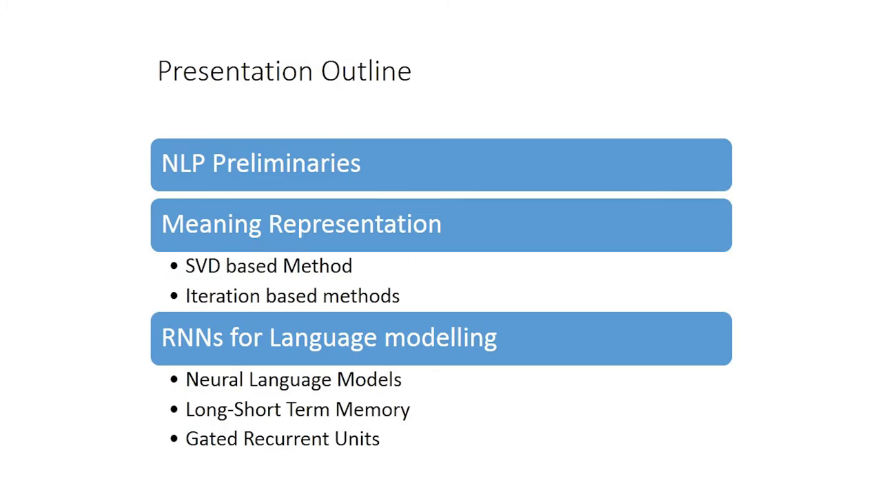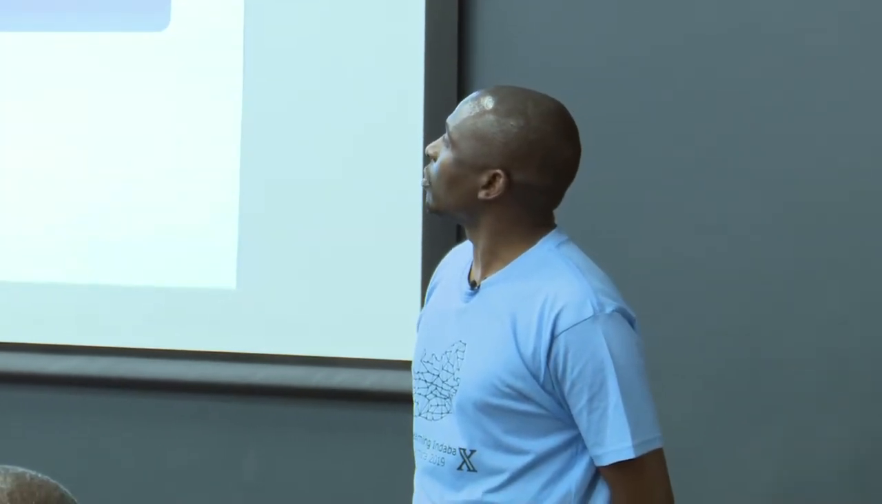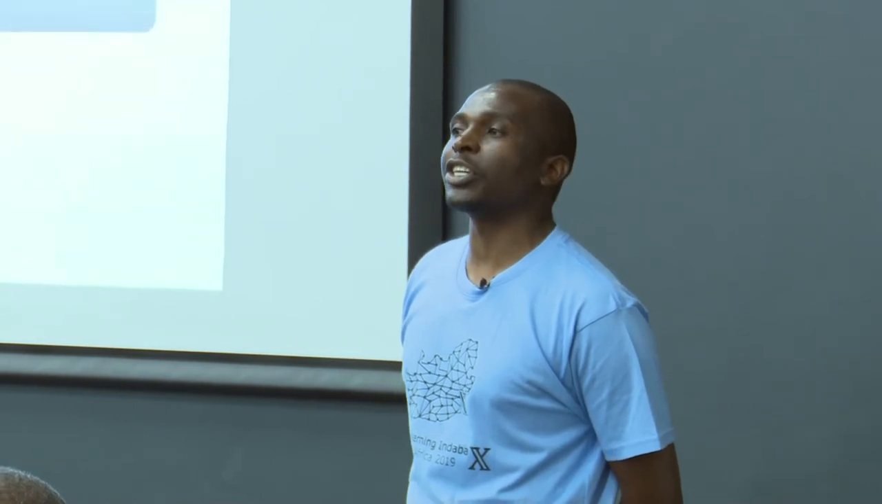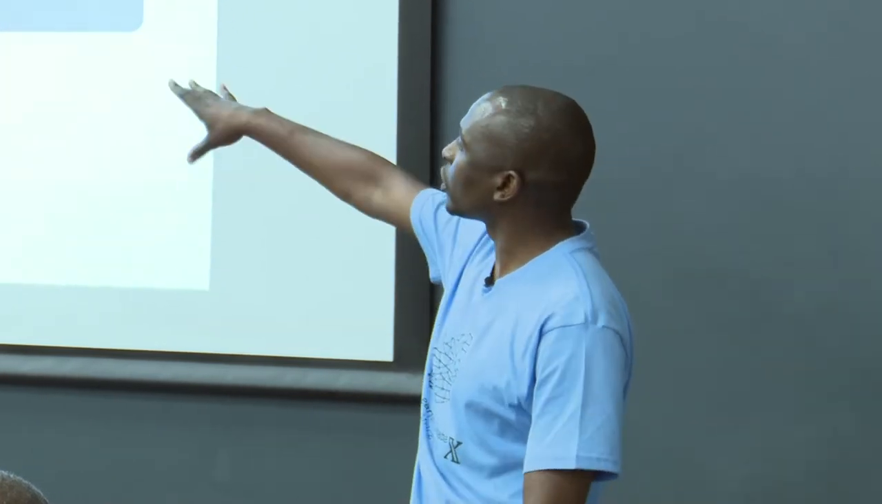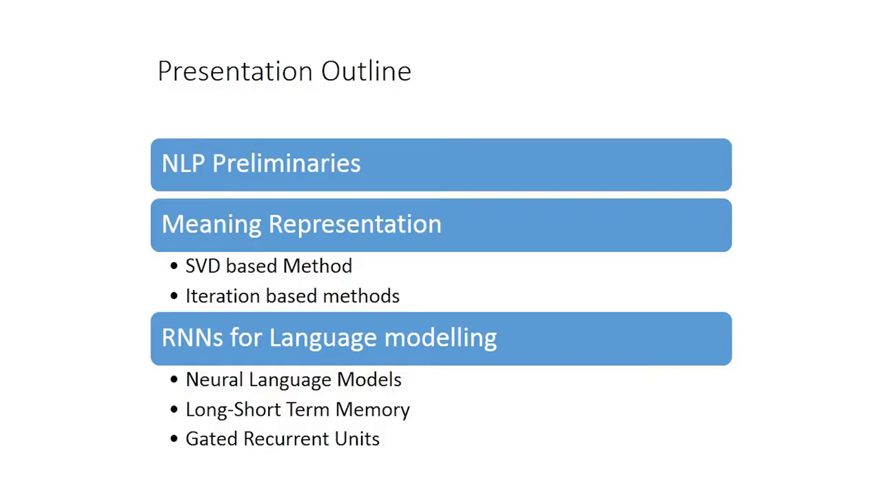So this is an overview of my presentation. I'll just give some NLP preliminaries. Then I'll look at meaning representation: SVD-based methods and iteration-based methods. The iteration-based ones are based on neural networks, not necessarily deep neural networks, but they are usually used when you extend to natural language processing techniques that use deep neural networks. Then I'll look at RNNs for language modeling. I'll explain what language modeling is, and look specifically at long short-term memory and gated recurrent units.